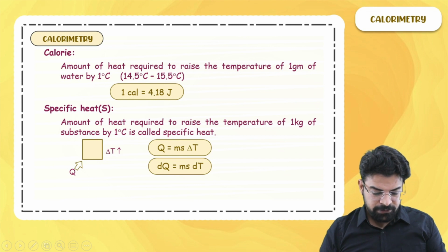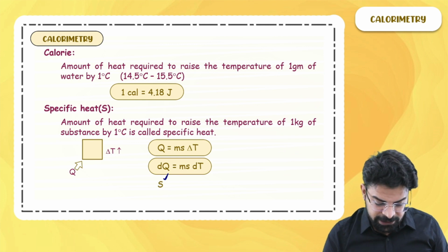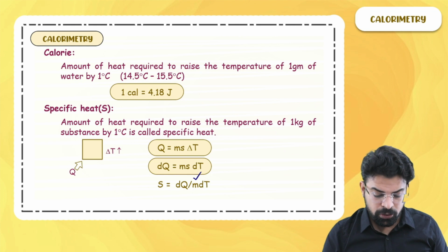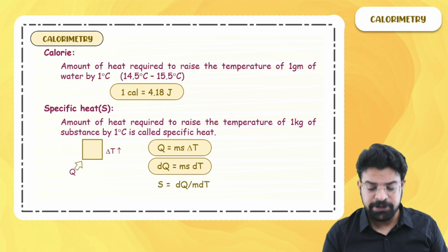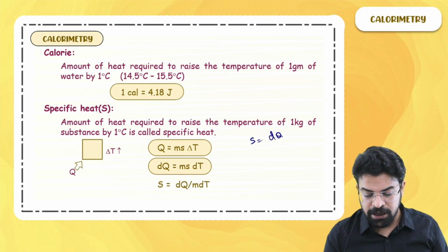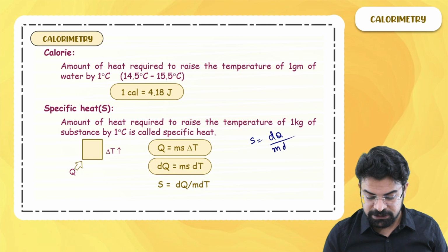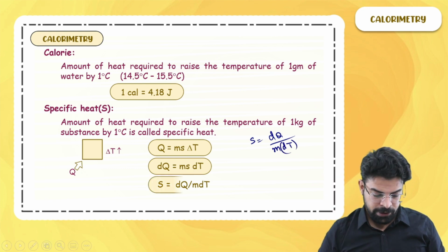Now the next thing we need to talk about is how do we write specific heat? We can rearrange and write specific heat equal to dQ by m dT. Bring this m and dT down here. You write specific heat of a substance equals the infinitely small heat given upon the mass of the substance times the infinitely small rise in temperature, dQ by m dT.